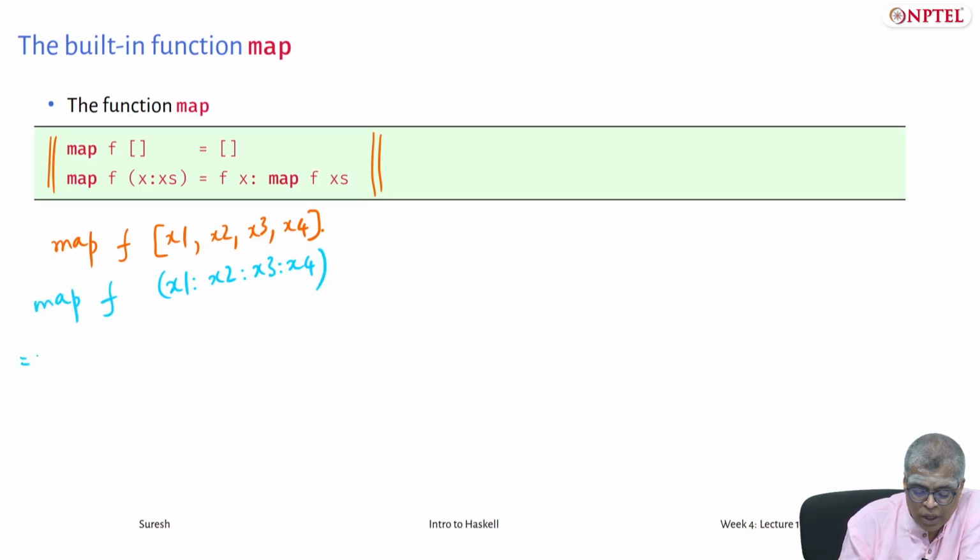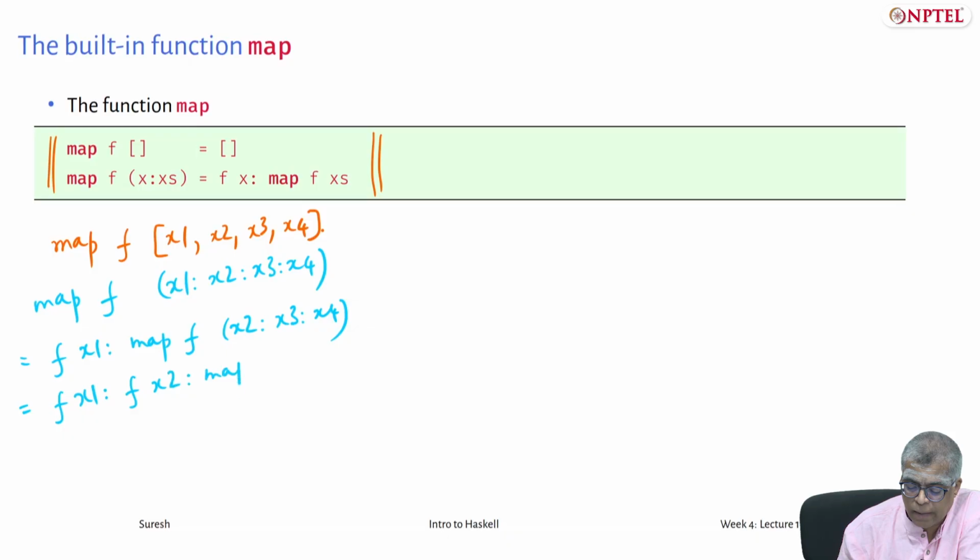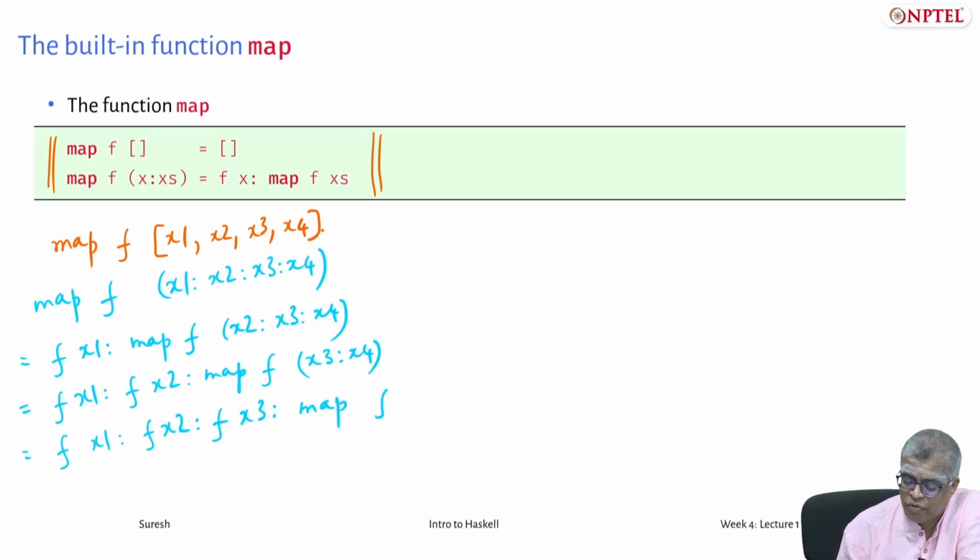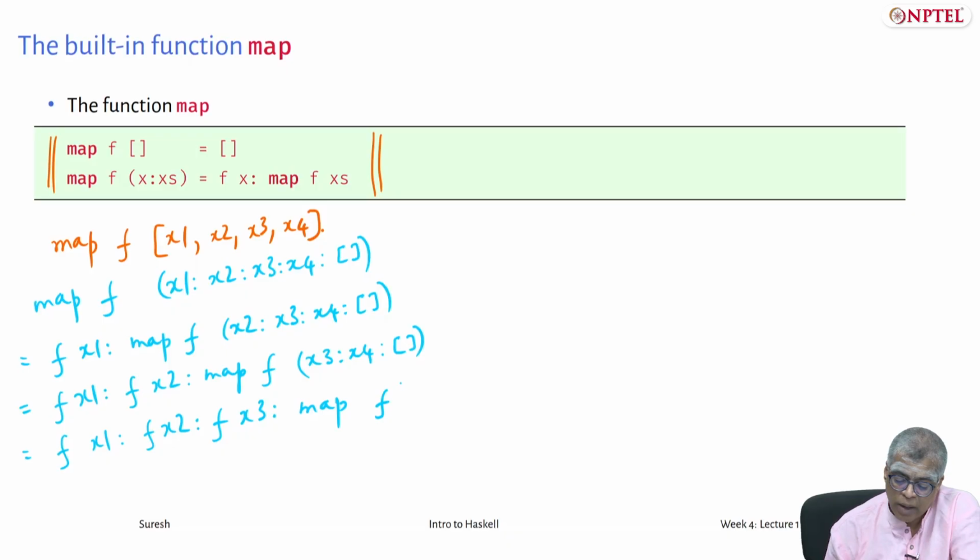So map applied on that would be f on x1 followed by map f of the rest, which is nothing but f on x1 followed by f on x2 followed by map f of the rest, which is nothing but f of x1 followed by f of x2 followed by f of x3 followed by map f of the rest.